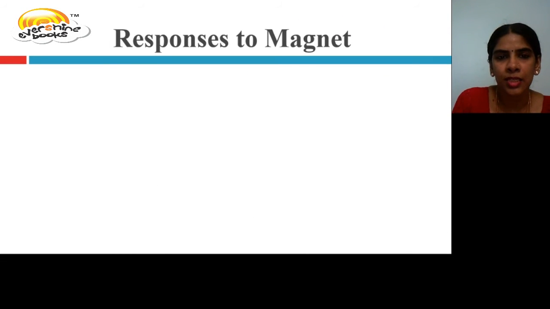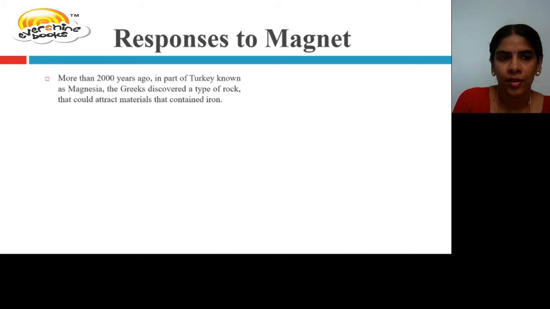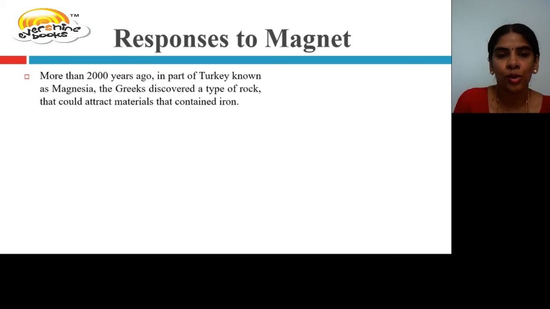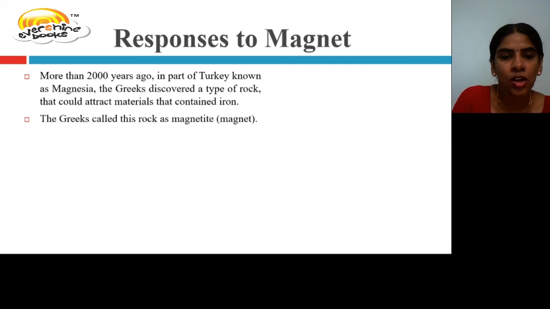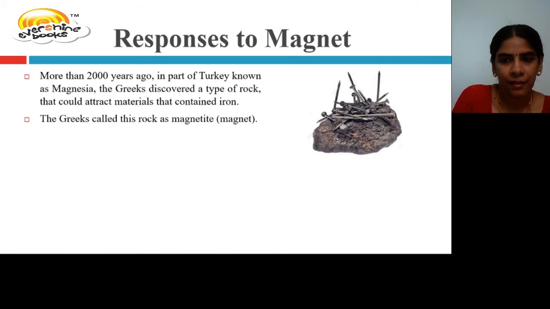The next property is responses to magnet. More than 2000 years ago, in part of Turkey known as Magnesia, the Greeks discovered a type of rock that could attract materials that contained iron. The Greeks called this rock magnetite. Magnet.